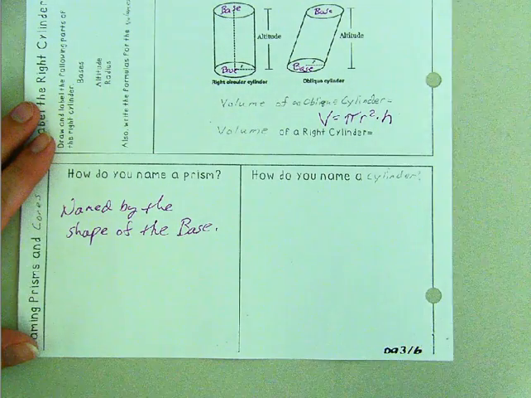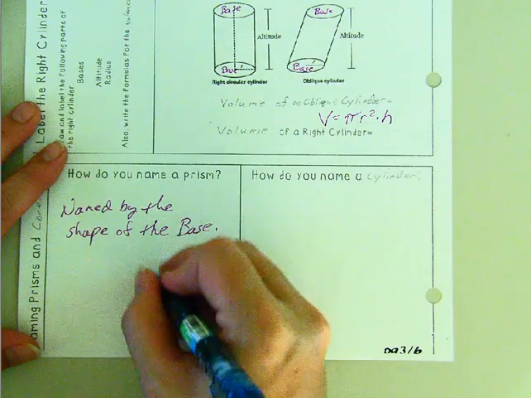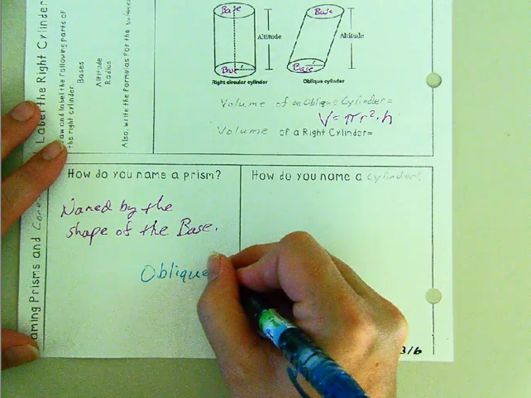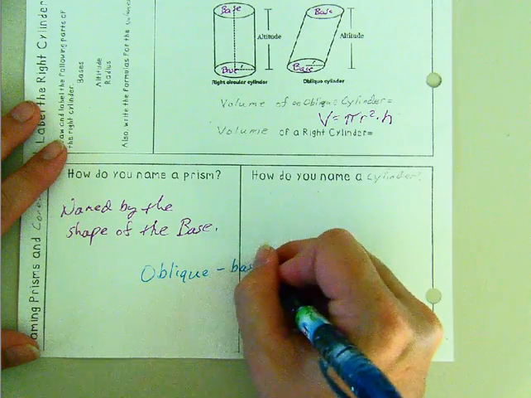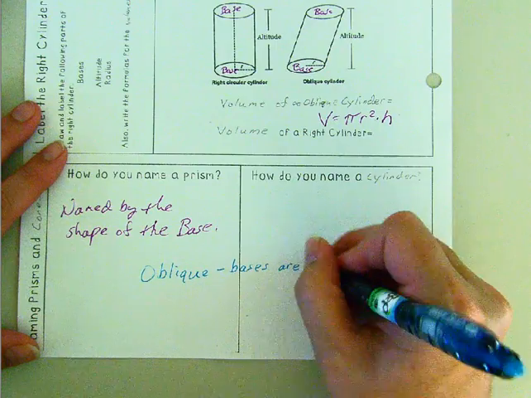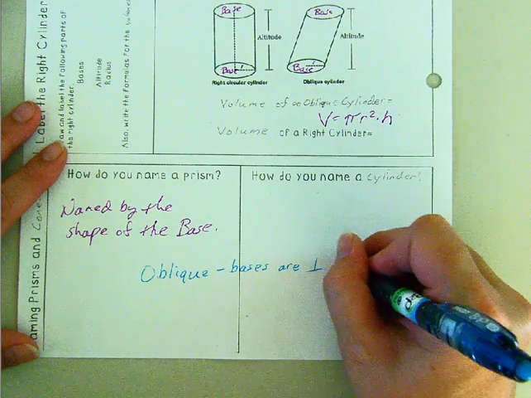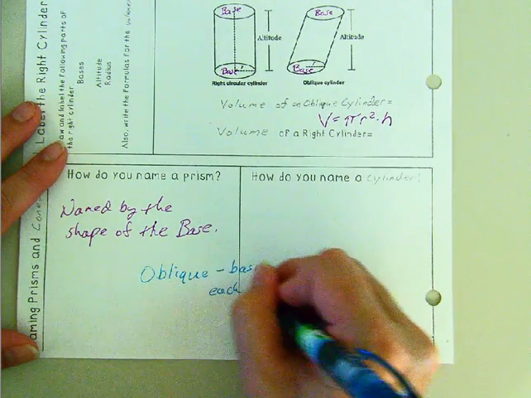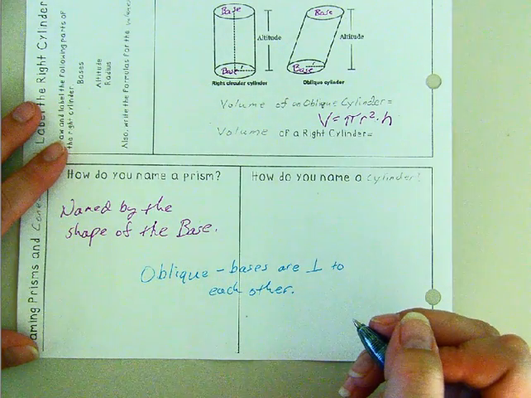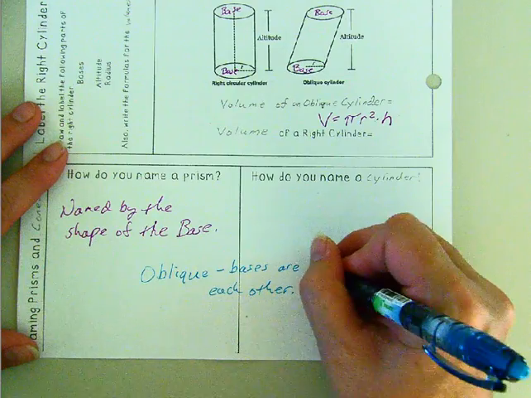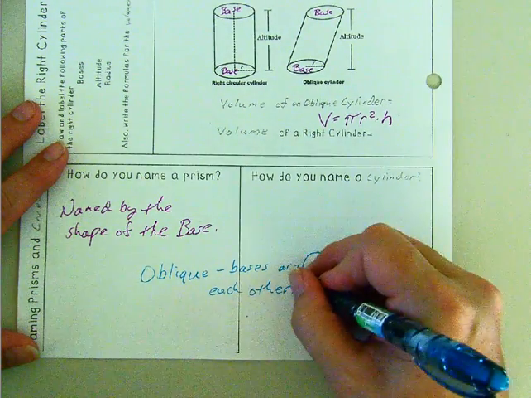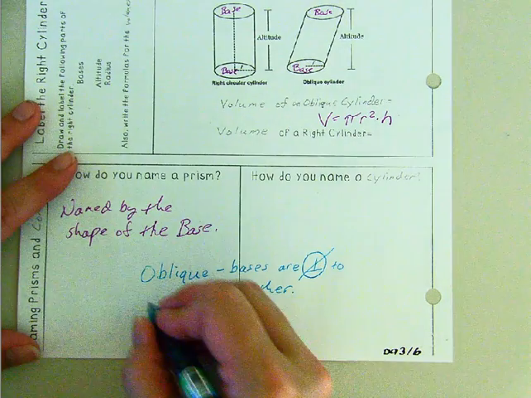Well, I'm actually going to write across both of these. I'm going to put oblique, bases are perpendicular to each other. Sorry about that. I was thinking about the right one. So bases are not perpendicular to each other.